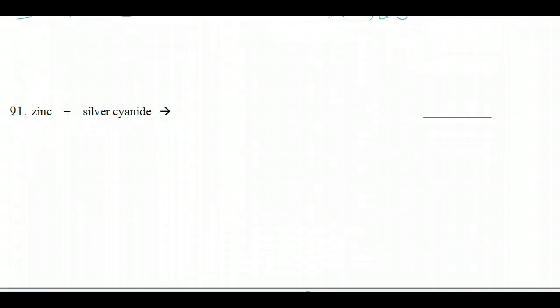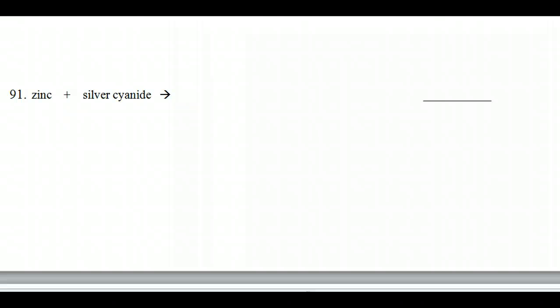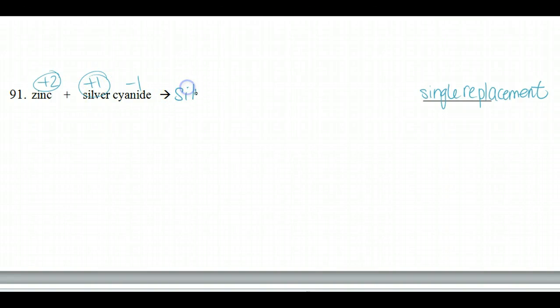Okay, so for 91, we've got zinc plus silver cyanide. Whenever you see that element plus a compound, we know that we are dealing with a single replacement reaction. Zinc is a cation, specifically has a +2 charge. Silver has a +1 charge, and cyanide is -1. Because zinc is a cation, I'm going to need to go ahead and switch the zinc with the silver, always switching cations for cations. So now silver is going to be by itself, and the zinc is going to be with our cyanide.